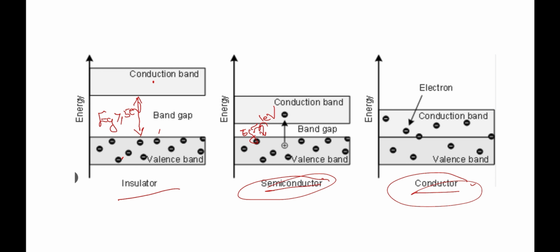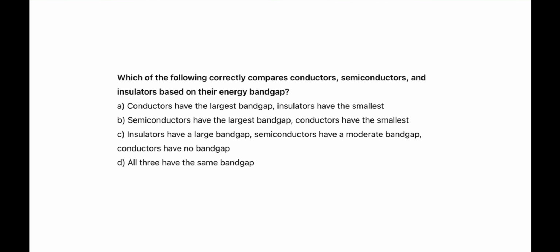So from this figure, we can understand that the separation between the valence band and the conduction band is highest for insulator, then semiconductor, and then conductor. We can see that the insulators have the largest band gap, semiconductors have a moderate band gap and conductors have no band gap. So the answer is option C.